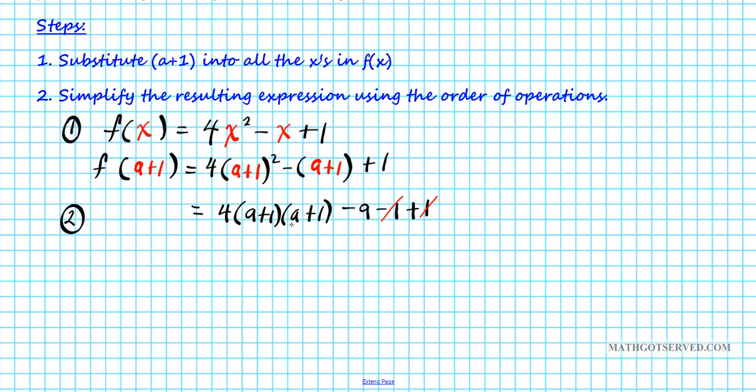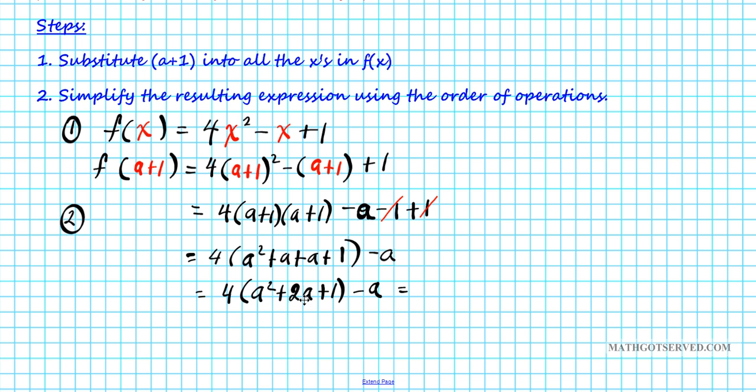And then we can FOIL this out right here. We have 4 times a squared plus a plus a plus 1. Okay? And then minus a. This a is looking like a 9. That's not good, can't afford to do that. Okay, so we have that there. And then we have 4 times a squared, combine the two terms in the middle, 2a plus 1, minus a.